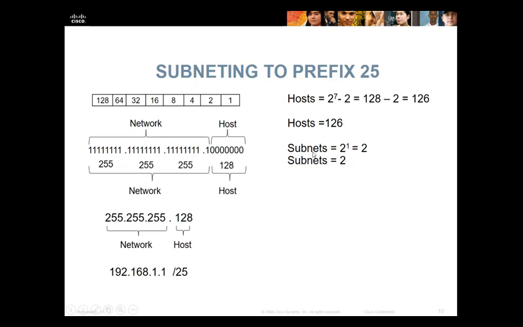Now for the number of subnets we have on prefix 25, the formula is 2 raised to power n, where n in this scenario represents the number of borrowed bits. For us to get 25, we borrowed 1 bit from this host portion. So we have 2 raised to power 1, which gives us 2. So we have 2 subnetworks.